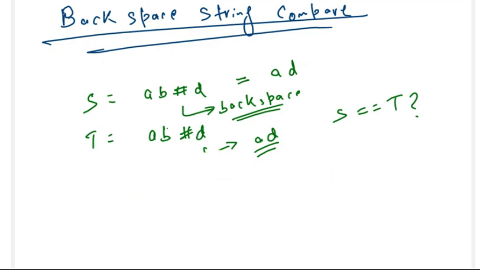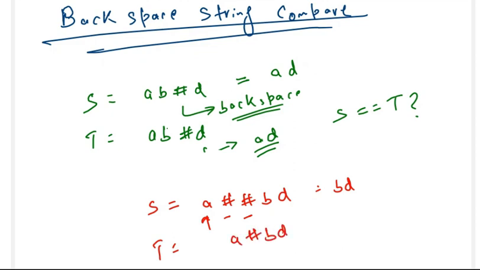Now it is also given that after backspacing empty text, the text will remain empty. Let's say s is A hash hash B D. So there are two hashes, which means that two characters should be deleted before this hash. But here we have only one character, so this string will read BD. Thus, if my t is A hash B D, then this will also read as BD, thus these two strings are equal.